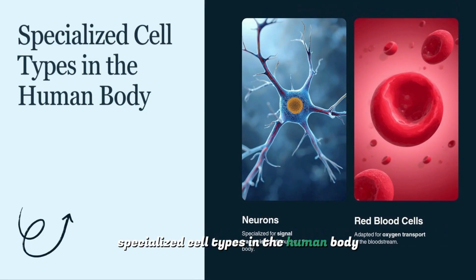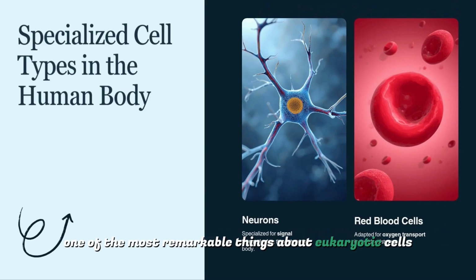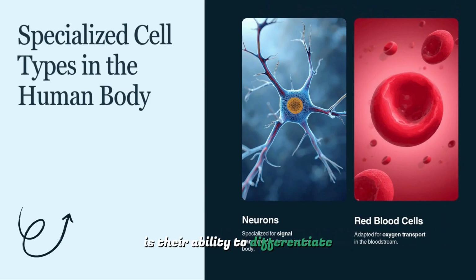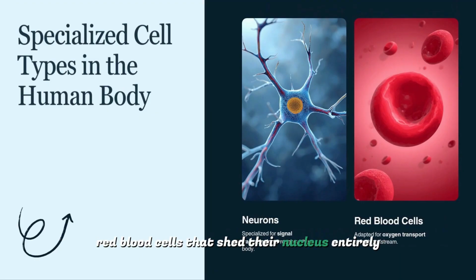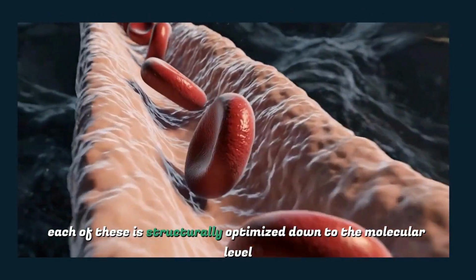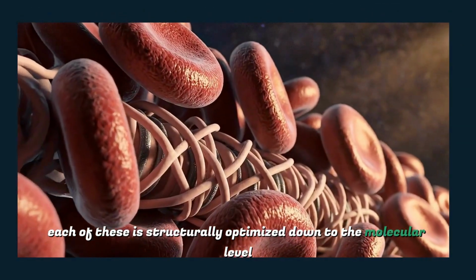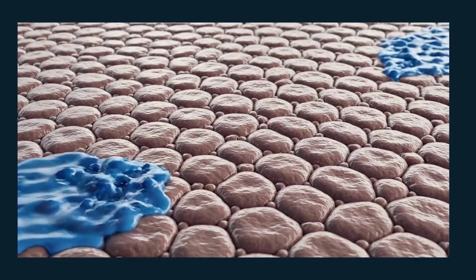Specialized cell types in the human body. One of the most remarkable things about eukaryotic cells is their ability to differentiate. From a single type of stem cell, the body produces neurons that fire electrical signals across the nervous system, red blood cells that shed their nucleus entirely just to carry more hemoglobin, muscle cells packed with contractile proteins, and epithelial cells that form tight protective linings throughout our organs. Each of these is structurally optimized, down to the molecular level, for exactly one role.